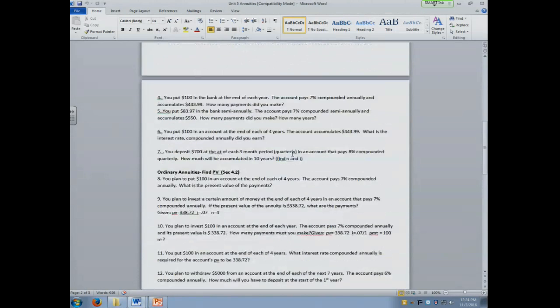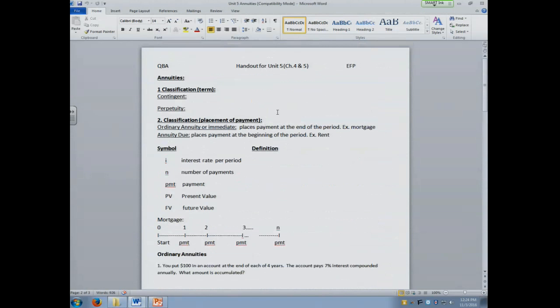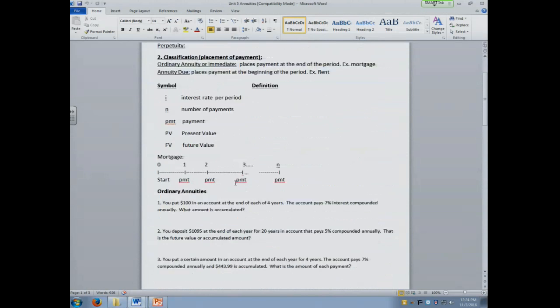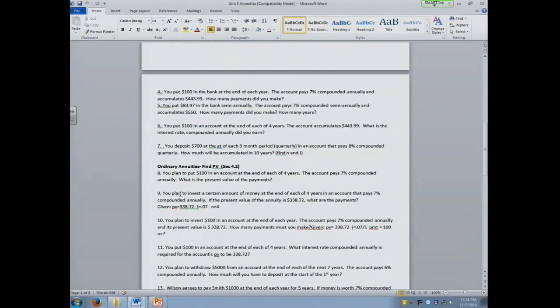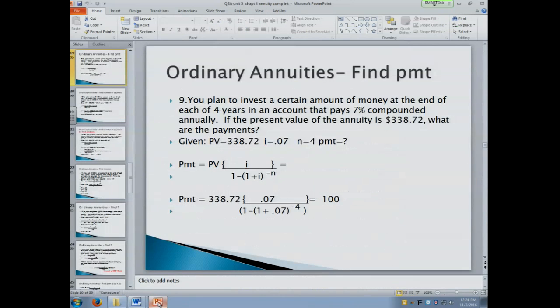Just want to be sure you see this is your handout, annuities, and we're on question 9. And we're looking at present value. If you go through the book, we're about section 4.2. So let's jump over to my PowerPoints. Question 9. You plan to invest a certain amount of money at the end of each of 4 years in an account that pays 7% compounded annually. If the present value of the annuity is $338.72, what are the payments?